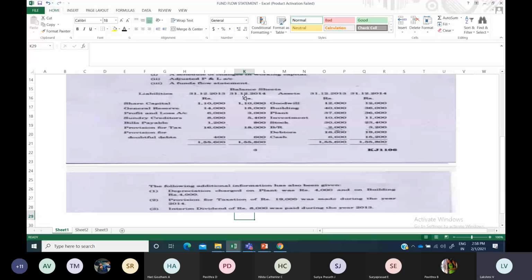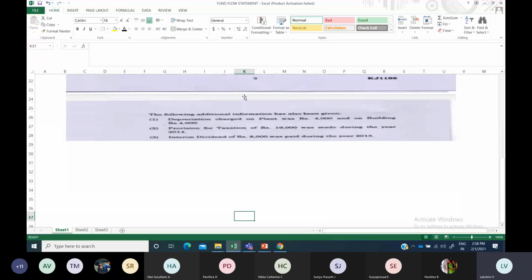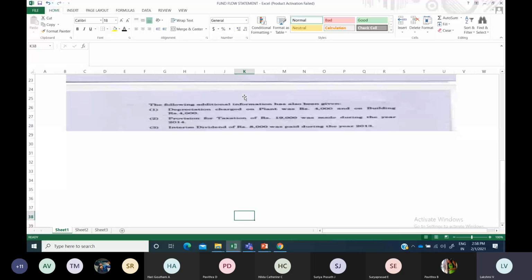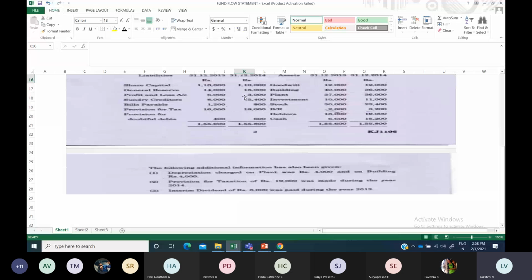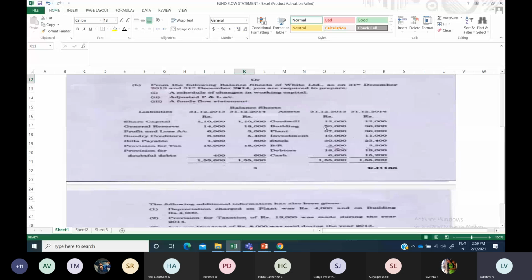So next, if you see additional information, they have given depreciation for plant and for building. Whenever you come across a depreciation item like this, you have to prepare the plant account and building account. If they didn't give you this information, you can straight away find out whether they have made a purchase or sale. If it has increased from the previous year, a current year increase means you treat it as a purchase. If it is decreased, you treat it as a sale.